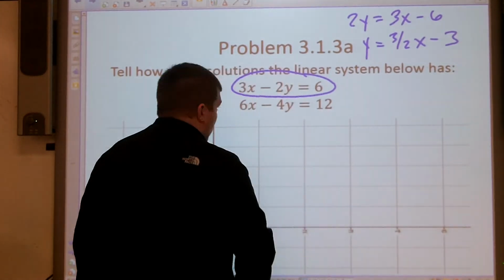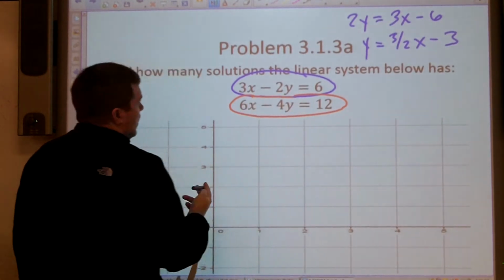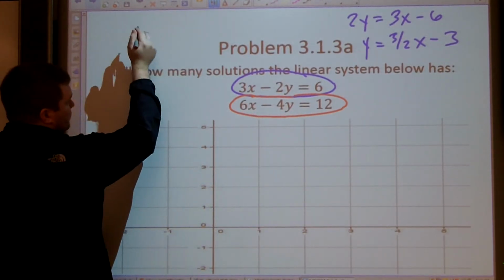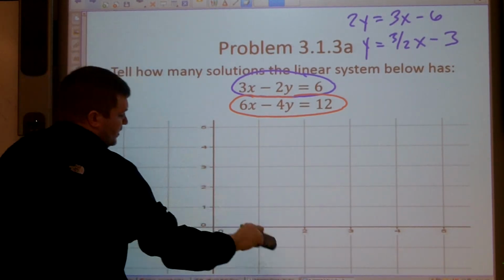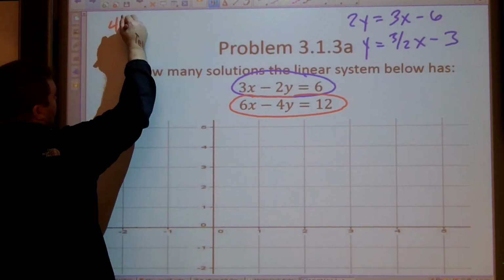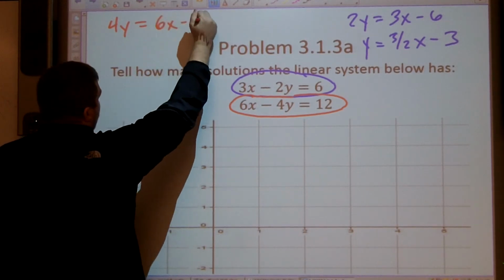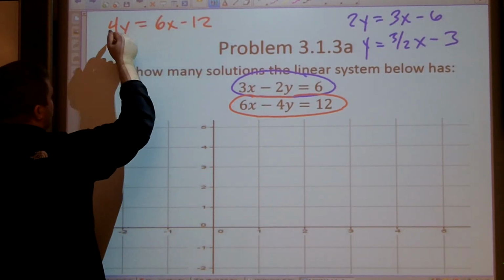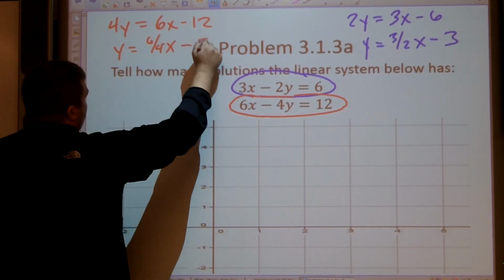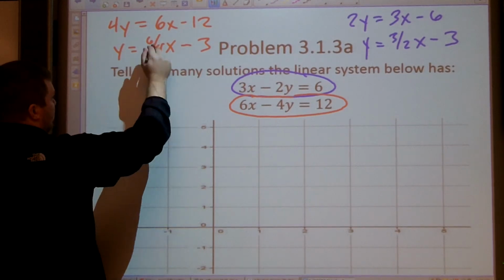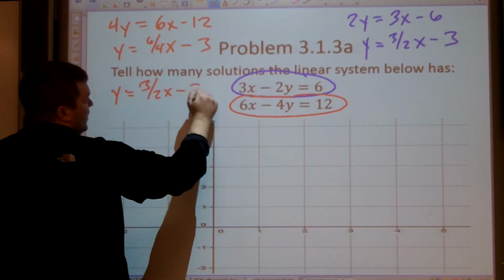And then we want to get y by itself for the second equation. Okay, so let's see, I have 6x, oops, let's get 1 on the left-hand side, excuse me there. All right, so we have 4y is equal to 6x minus 12, and then divide by 4 on both sides. So we have y is equal to 6/4 x minus 3, or we can simply reduce this fraction down. We have y is equal to 3/2 x minus 3.